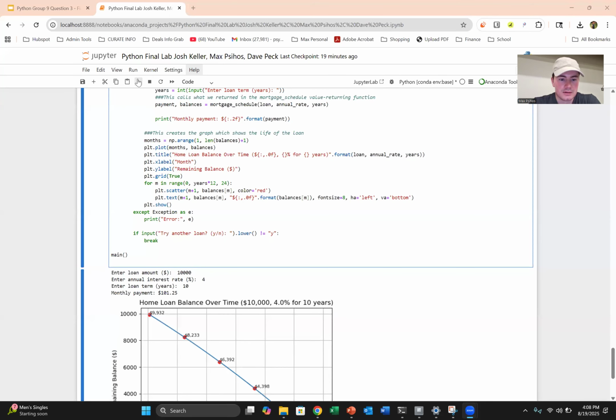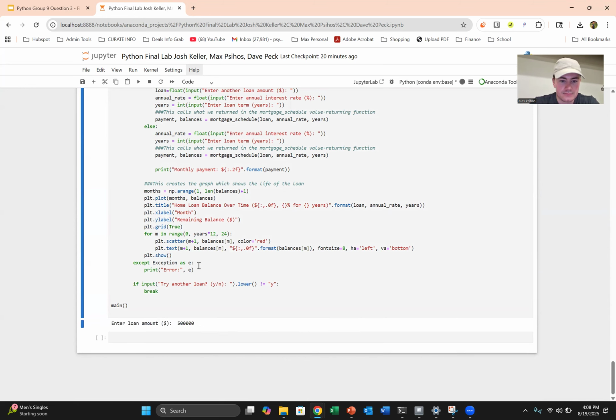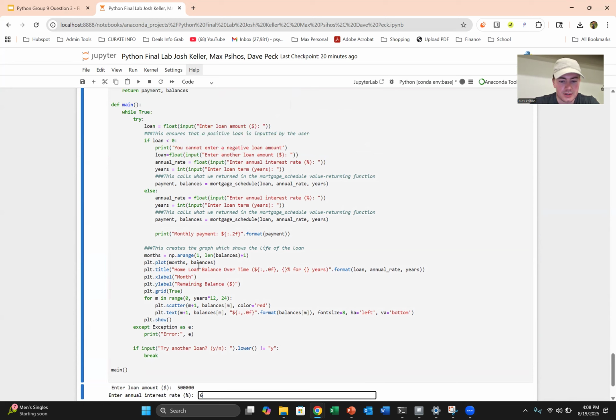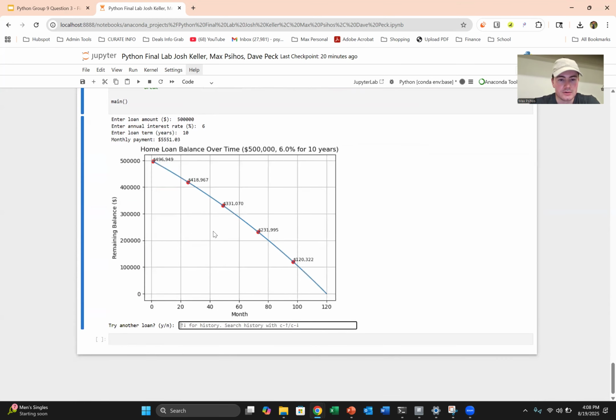Okay, so here we'll run the code. Let's say we have a $500,000 home loan at a rate of 6% over 10 years. We will input 500,000, 6% interest rate over 10 years. And here we can see the remaining balance of the loan from the beginning, for a total of 120 months at 6%. And then if you would like, you can enter another loan, but for the sake of this presentation, let's just say we end it there.